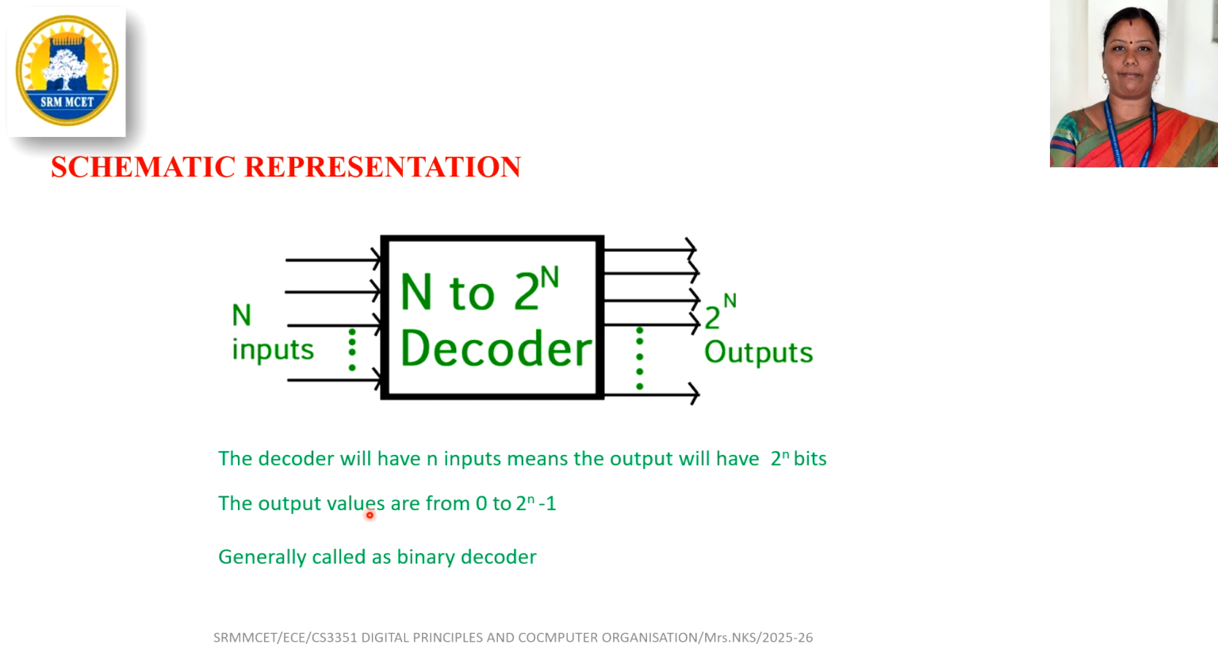If the decoder has n inputs, the output will have 2 power n bits. The output values will vary from 0 to 2 power n minus 1. For example, in a 2 to 4 decoder the input will have 2 bits. The output will be 2 power n minus 1. 2 power 2 is 4, 4 minus 1 is 3. So the output will be 0, 1, 2, 3. Generally, it is called a binary decoder.